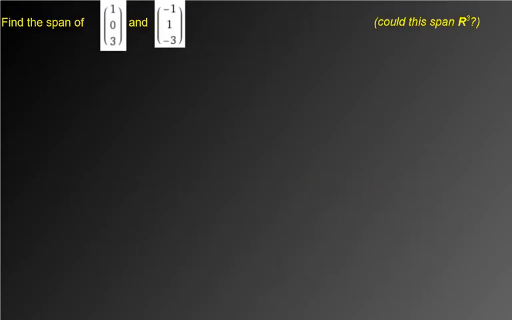All right. So I just want to do one more example. Find the span of these two vectors. And first I want to start with really conceptual understanding here. So this is really where I want to start. So could this span R3? I mean, you can even draw it. It's not super hard vectors to draw.